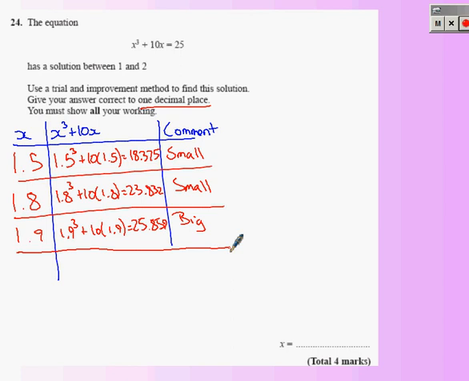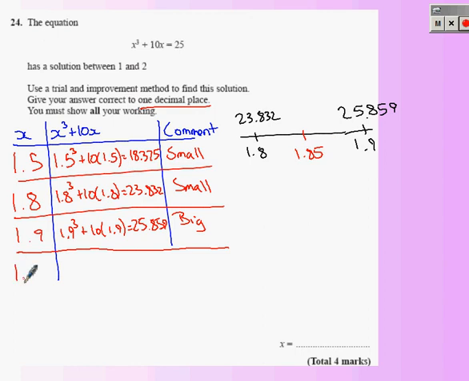Now our third mark is for testing whether the answer is going to be 1.8 or 1.9, because we know that at 1.8 it's too small, it's at 23.832, and at 1.9 we are too big, we're at 25.859, and it's going to be one of these answers. Our testing value has to be halfway between the two. So we're going to test at 1.85.